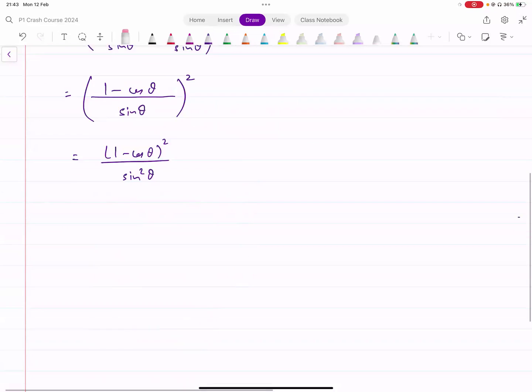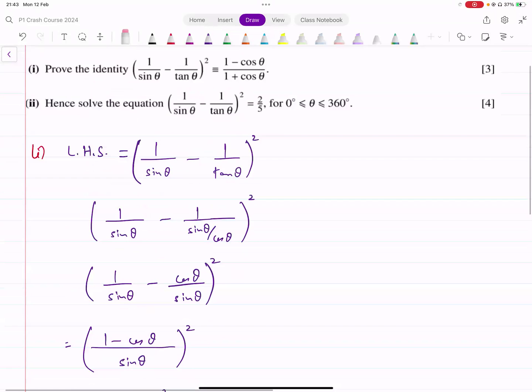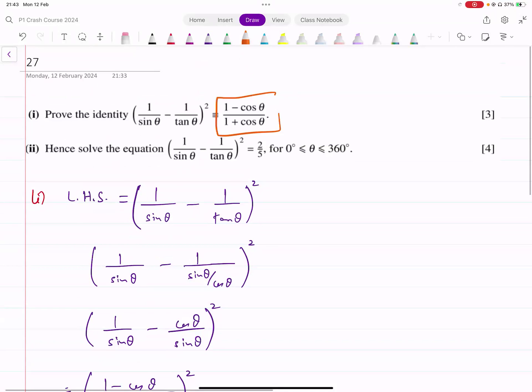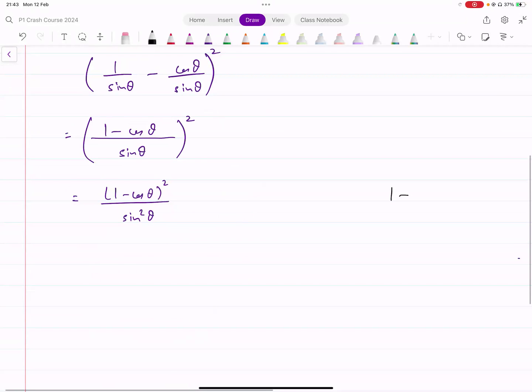Often what happens is you start simplifying and then you keep going, keep using different identities. Always keep this in mind: this is what I want at the end. 1 minus cos theta over 1 plus cos theta. So the end result that we want is 1 minus cos theta over 1 plus cos theta. That's the result that we want. So you have to keep that in mind.